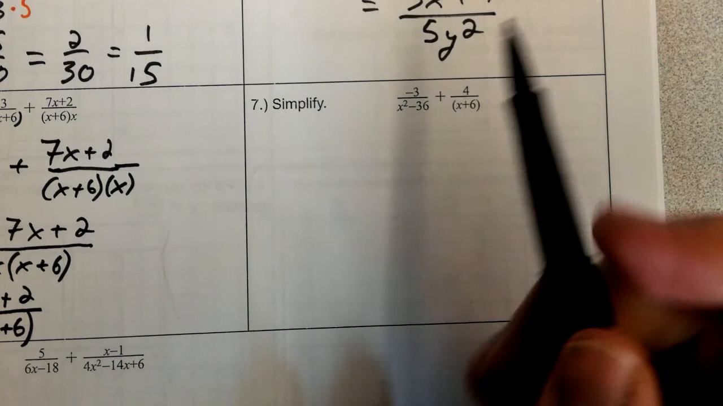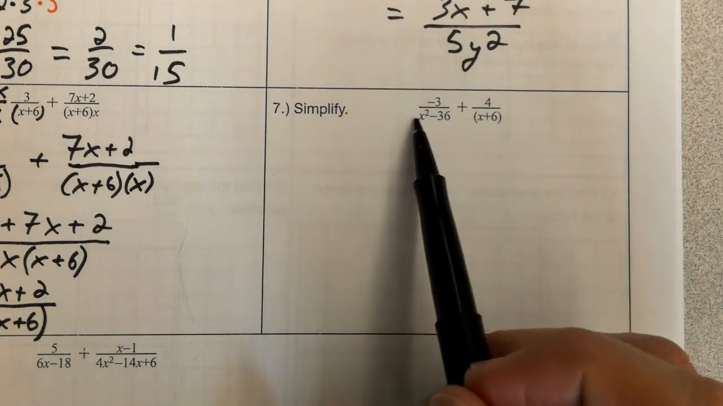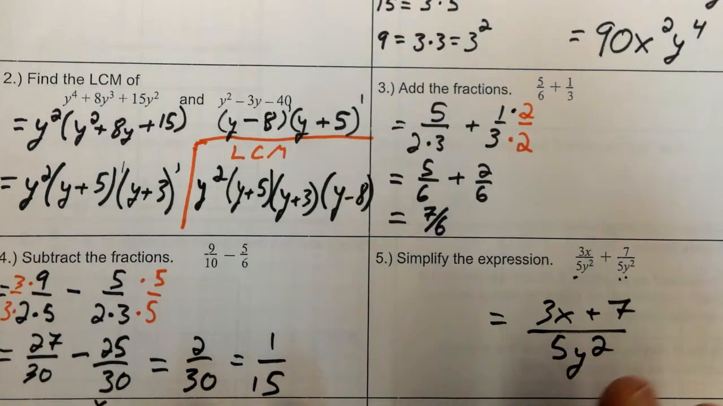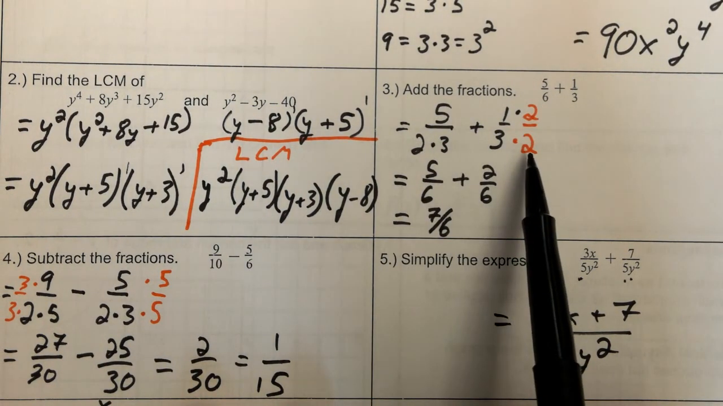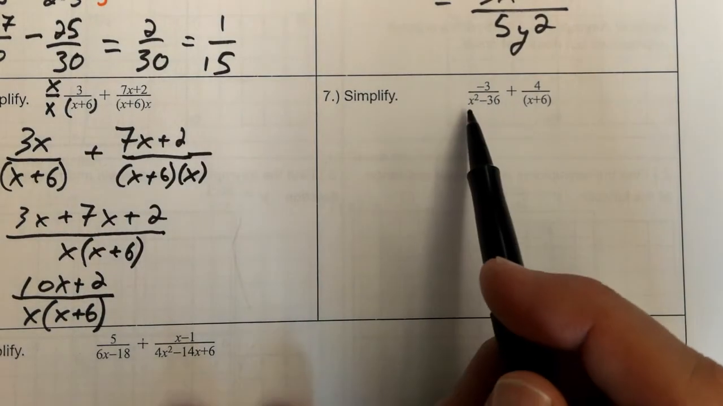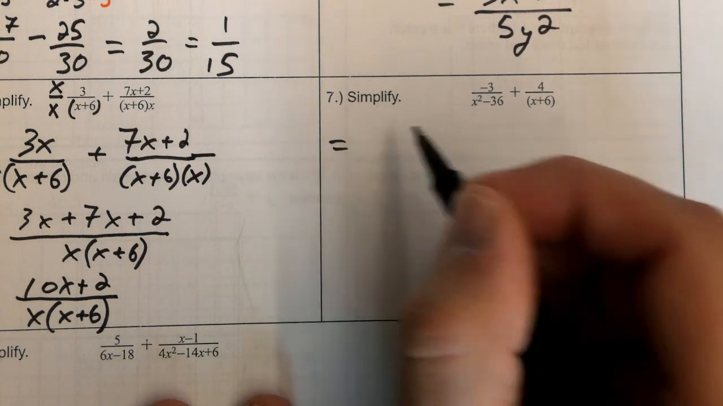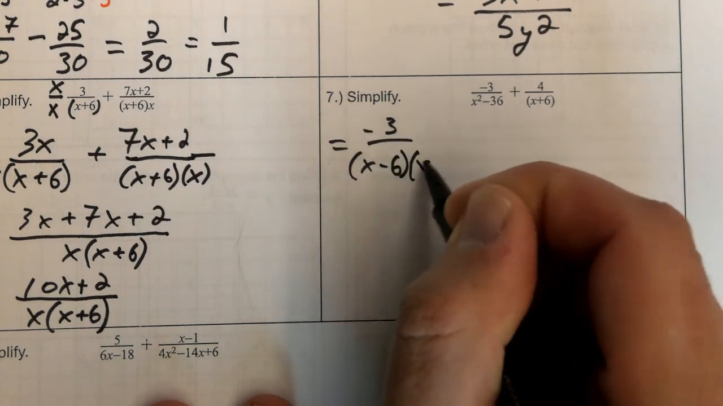Next one. Now that one was nice, we didn't have to factor anything, but this one we need to factor, okay, in order to figure out what we need to multiply by. Very similar to when we had numbers, we had to factor 6 to notice that we needed to multiply by 2 to make the denominators the same. So I'm going to factor x squared minus 36. That is going to factor into, so let's see, minus 3 on top, x minus 6 and x plus 6.